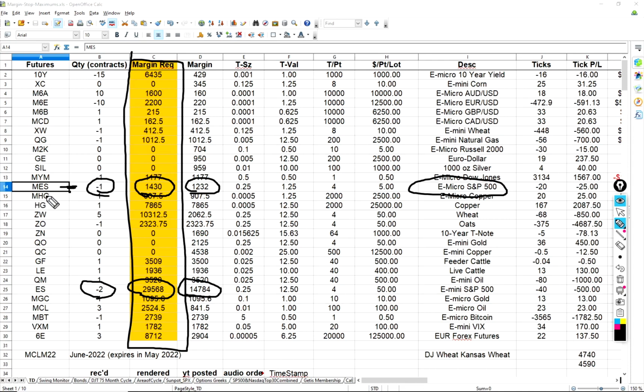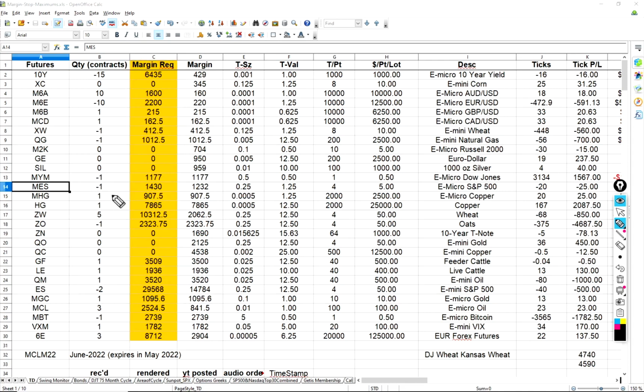Okay, so small account, well, can you afford $1,430? If the answer is barely yes, then you can trade a micro. Maybe you got $5,000 in your account. Okay, you can probably trade 3 or 4 of these. Account size matters because you're going to need more movement in the market to make money on a micro.